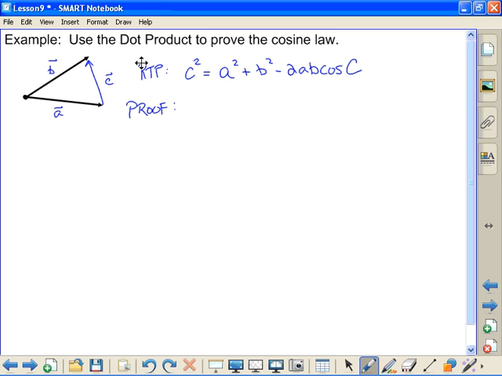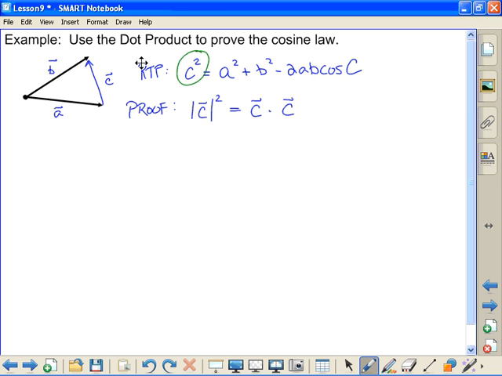Well, in this case, we're starting with this c squared. So in terms of vectors, what does it look like? It looks like the magnitude of c squared. That's our starting point. How do you get magnitude of c squared? What is that equal to? Well, we talked about vector properties, and you can get the magnitude of c squared if you look back at vector properties by doing the dot product of a vector on itself. So c dot c gives you the magnitude of c squared.